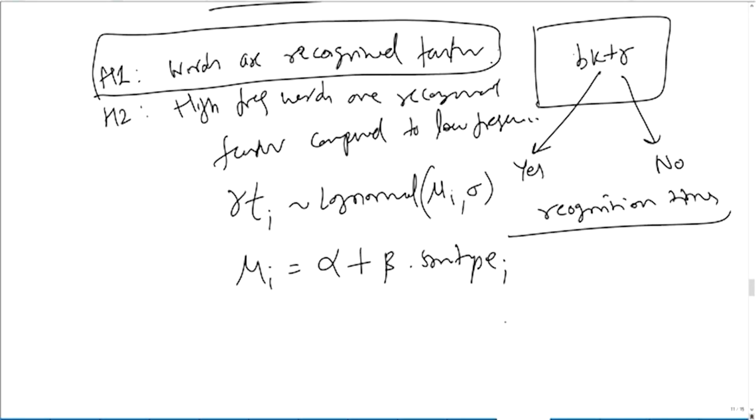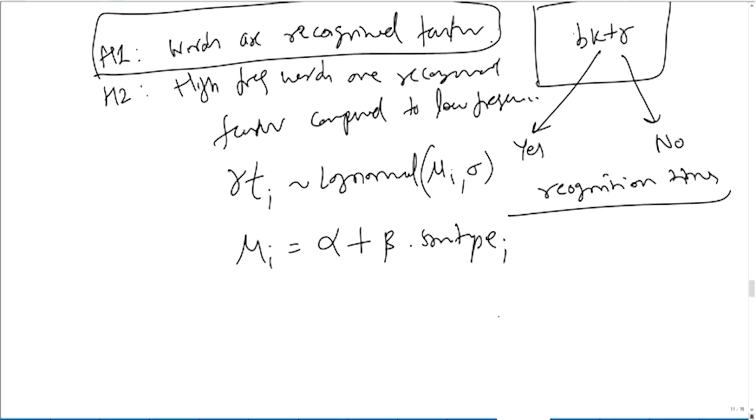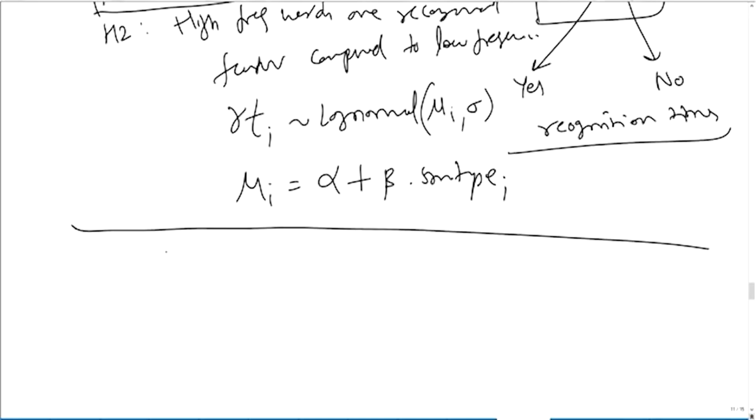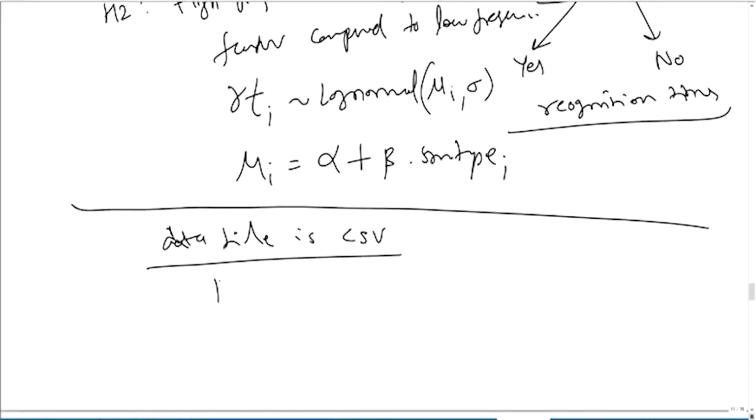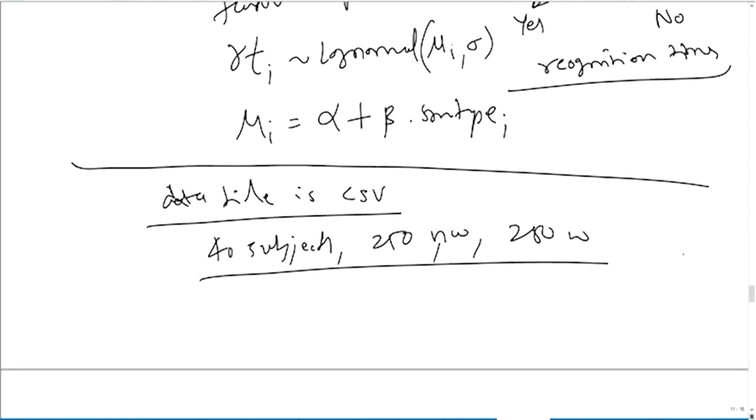Okay, but before going into hypothesis 2, can we think of the workflow of regression modeling? So what are the steps you will take? Let's say you already have some word recognition data as a CSV file. You have already collected this data from, let's say, 40 subjects, where each subject reads 250 words and 250 non-words. So that's your experiment design and that's the kind of data you collected. So you will have recognition time for 500 strings for each participant. So it's a lot of data.